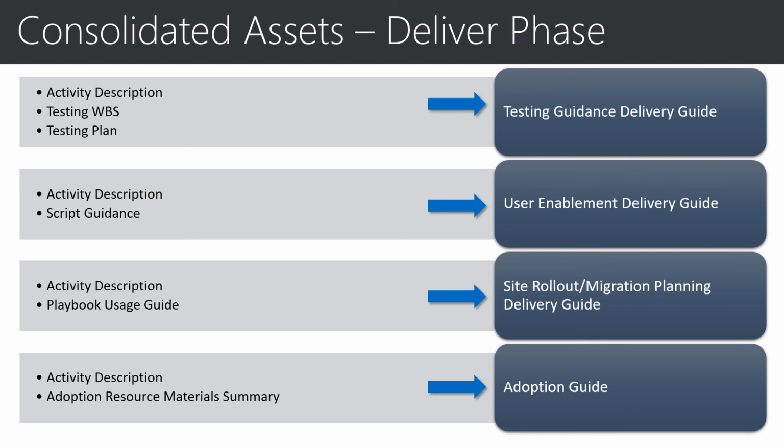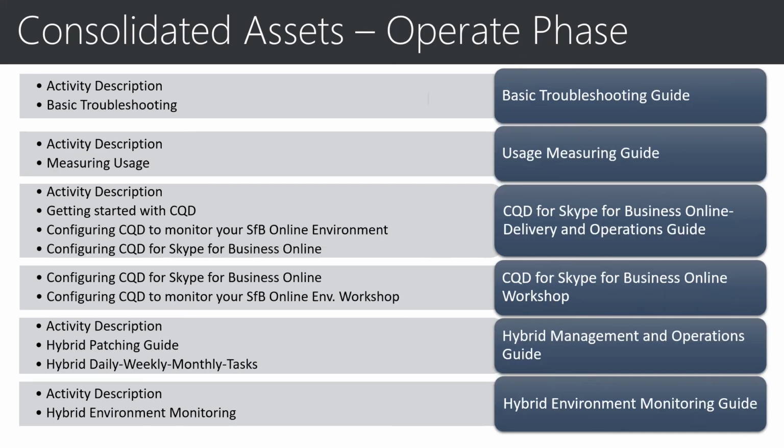Basically, after the consolidation efforts, the delivery guides now consist of both the activity descriptions that talk about the duration and the resources required for a specific activity, and the actual content that provides practical guidance on how you should implement Skype for Business Online in your environment. The operate phase is no different.